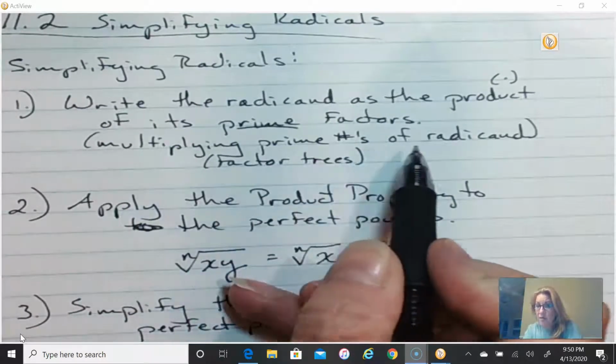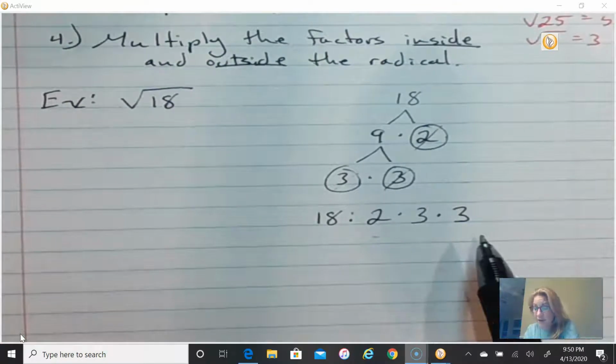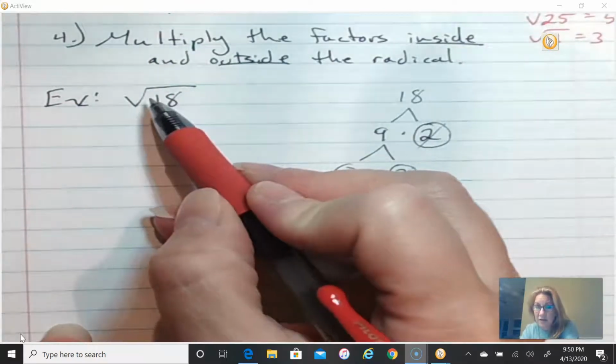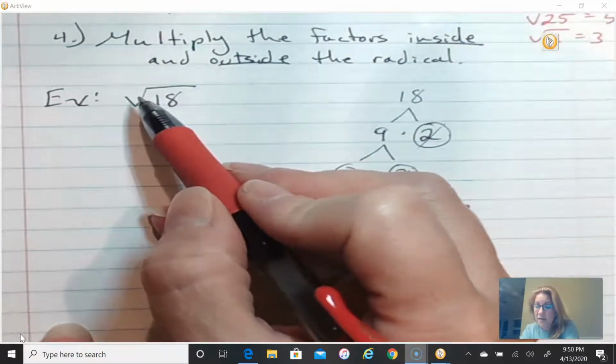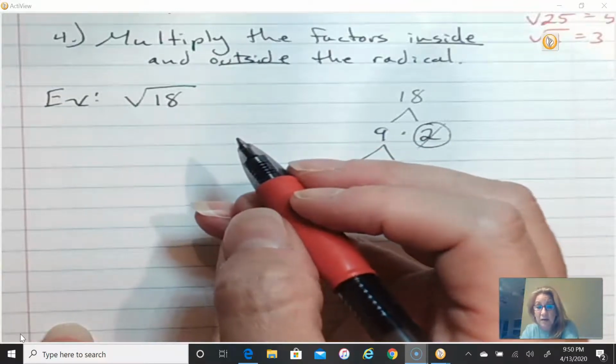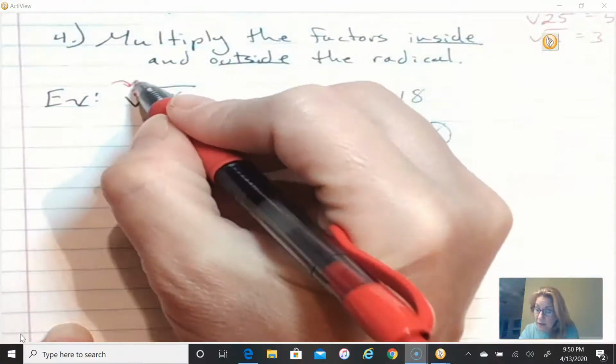Multiplying prime numbers of the radicand. Okay, so we did that. We did the factor tree and we wrote out our factors. What did I tell you yesterday? If there's no root here, what do we assume is there? 2. That's our root.